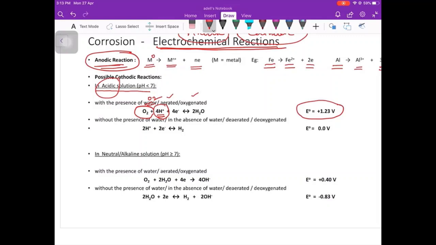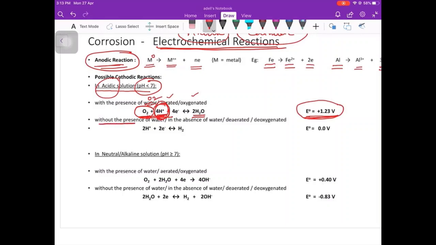You can get it from the standard electropotential series. So this is the reduction of oxygen to form water. pH less than 7 because it is an acidic solution, H plus. So in this acid, oxygen is present. So you must use this half cell reaction at 1.23 volt.